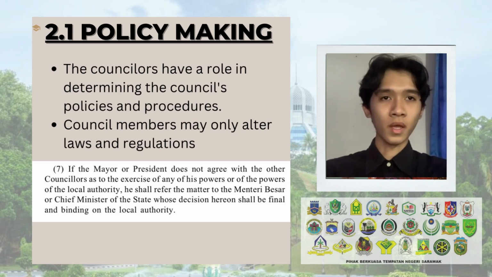The councillors have a role in determining the council's policies and procedures, given that council members may only alter laws and regulations. Politics and administration should be completely separated in this situation. This relates to Act 171, Section 10, Bracket 7. In any case, if the mayor or president is not able to reach an agreement with other councillors on the issue of the local authority's function, he shall submit the matter to the Chief Minister of the state.